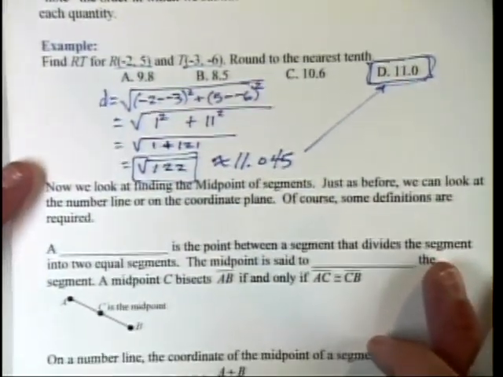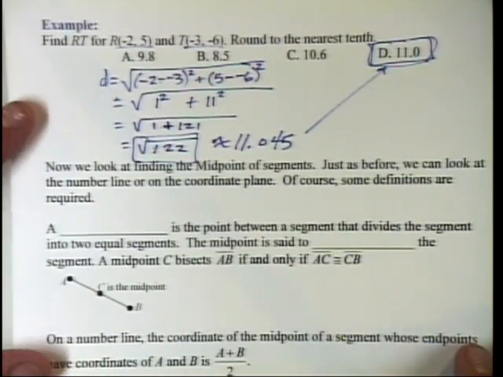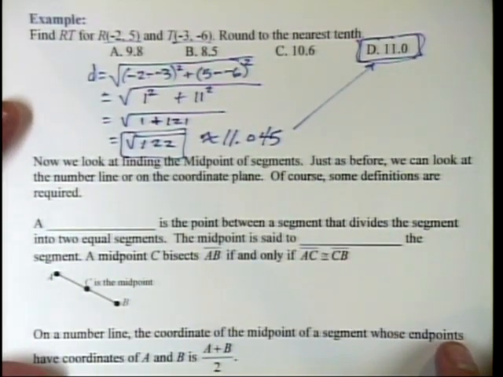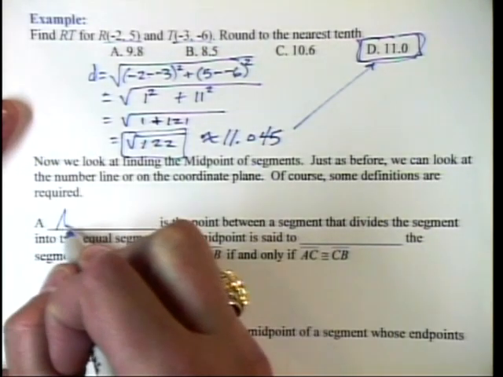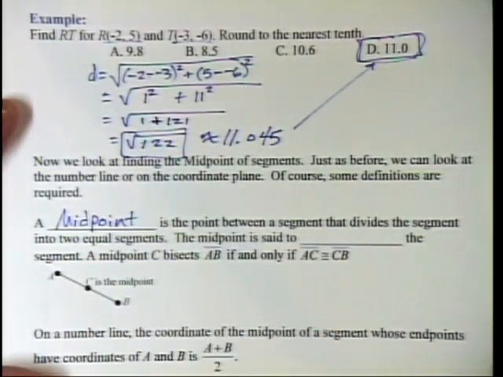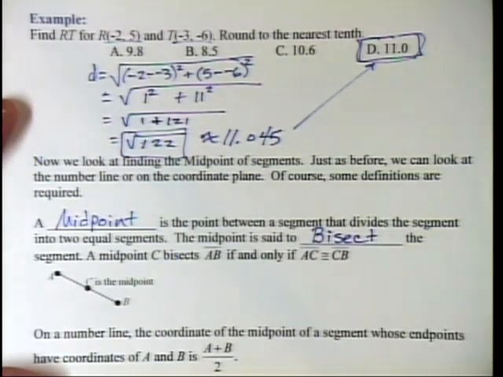Okay, now we're going to look at finding midpoints of segments. And just as before, we can look at the number line or on the coordinate plane. And of course, some definitions are required before we continue. A midpoint is the point on a segment that divides the segment into two equal segments. The midpoint is then said to bisect the segment.